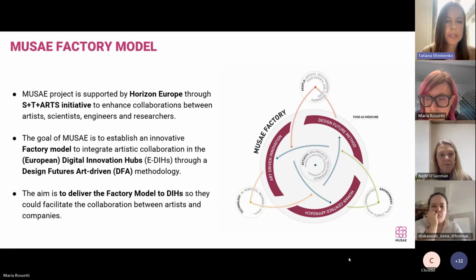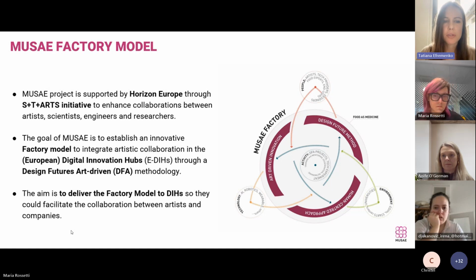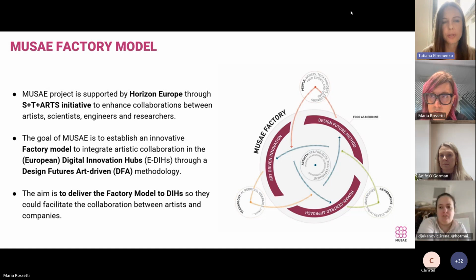So the MUSAE project is supported by Horizon Europe through the STARTS initiative, and the main goal of this initiative is to enhance the collaboration between artists, scientists, engineers, and researchers. Particularly, the goal of MUSAE is to establish an innovative factory model to integrate artistic collaboration in digital innovation hubs through a design futures art-driven methodology. So the main aim of the project is to create and establish the factory model and deliver it to the digital innovation hubs so they could in the future facilitate the collaboration between artists and companies independently. Next slide, please.